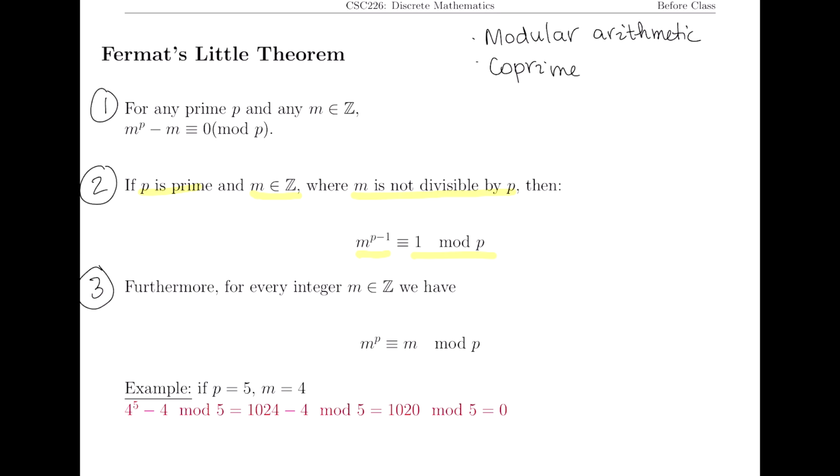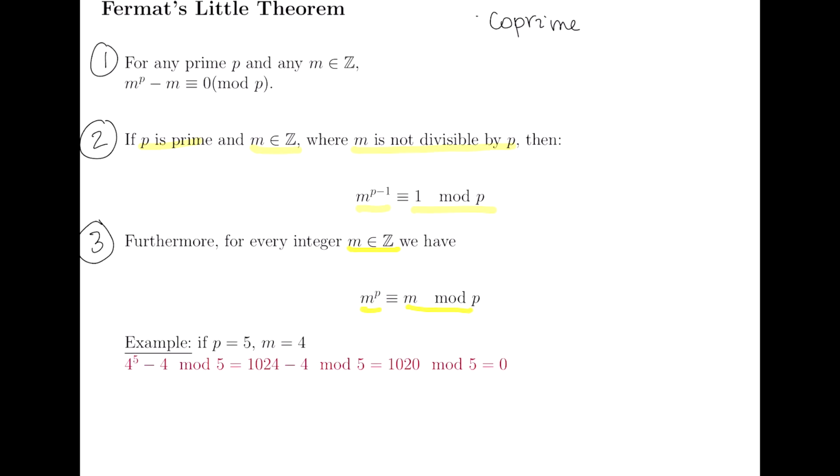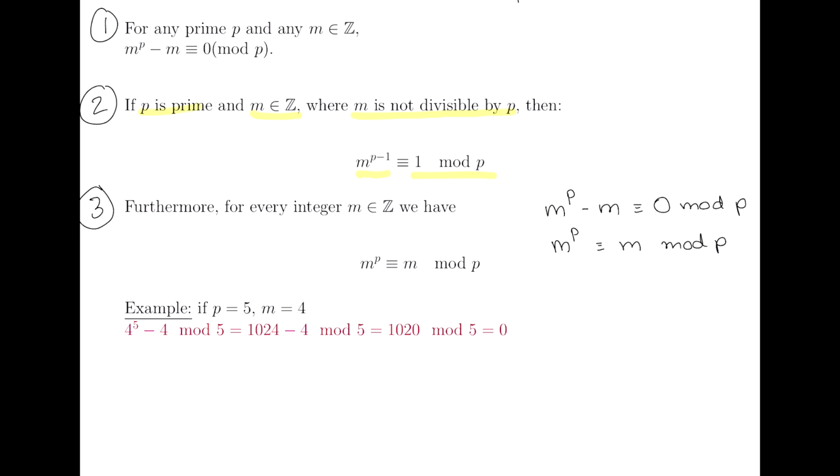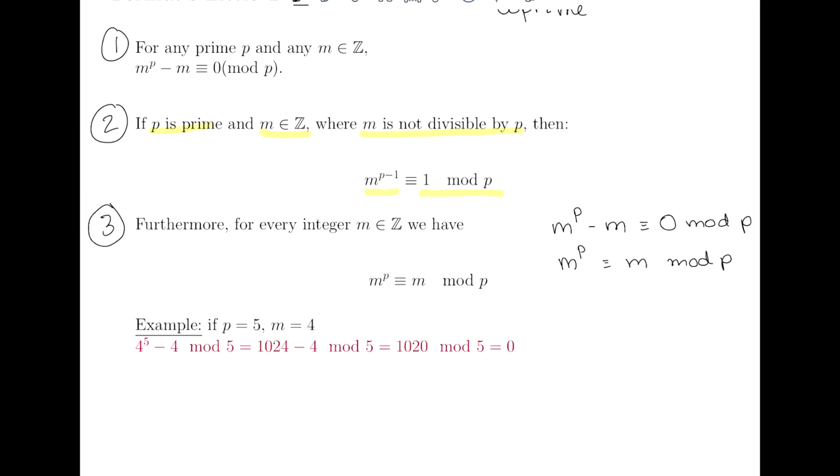And yet another way to state it is for every integer M, M to the P is equivalent to M mod P. Looking at 1 and 3 together, I have M to the P minus M is equivalent to 0 mod P, and so I know that if I add M to both sides, I would get M to the P is equivalent to M mod P. And so looking at that, you can see how 1 and 3 are equivalent. The special one is where M is not divisible by P. I can write it in terms of M to the P minus 1 is equivalent to 1 mod P.